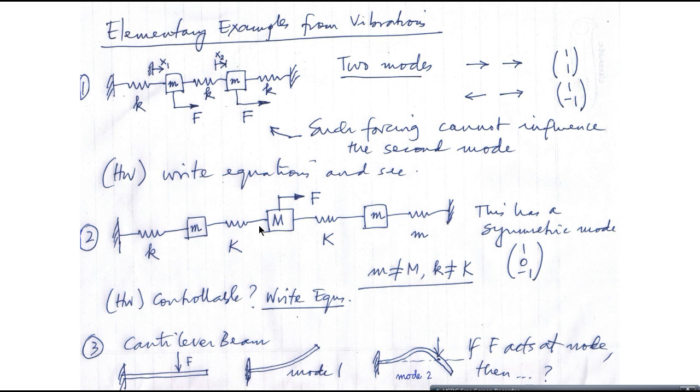Here is a cantilever beam. You may be familiar with the idea of modes of continuous systems also. There is some location where some force acts. Now you may know that the first mode looks roughly like this and the second mode looks roughly like this. There is a nodal point for mode 2. If this force acts exactly at the nodal point, then within linear theory what happens is it does not influence mode 2. You write equations, you will see it is not controllable.